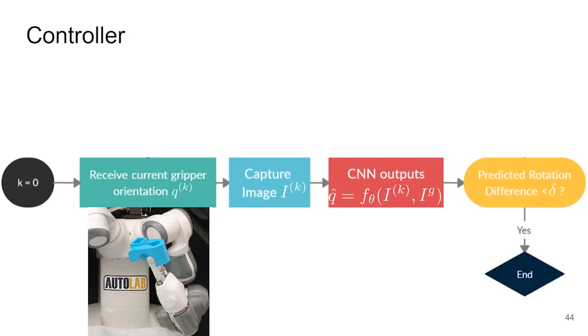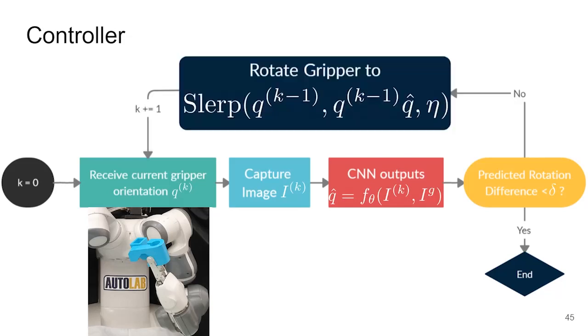If the network predicts that the rotation between the two images is less than a threshold delta, the controller stops because it thinks that the current orientation is close to the goal orientation. Otherwise, the controller rotates the object according to the estimate. We do not perform the full orientation. Instead, we orient the gripper along Q hat to the spherical linear interpolation of the current orientation and the predicted final orientation.